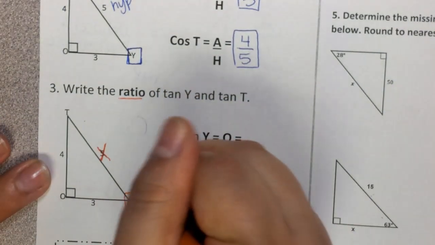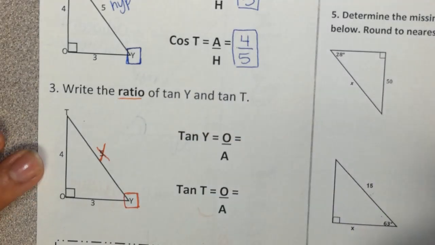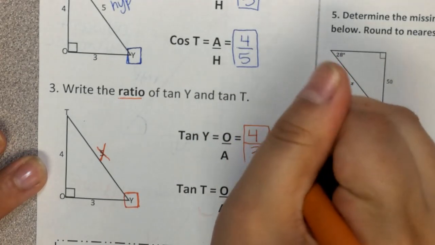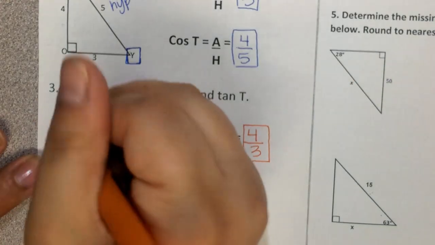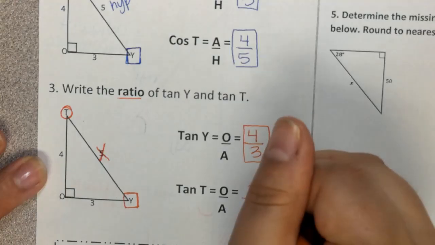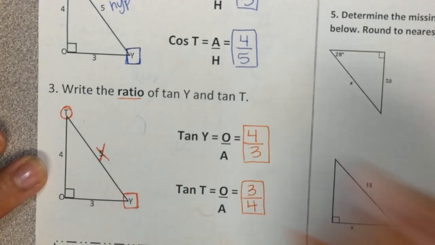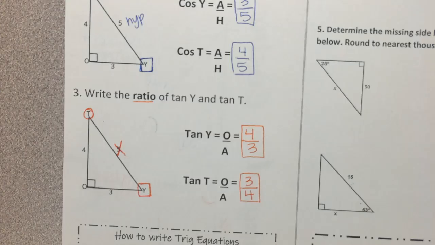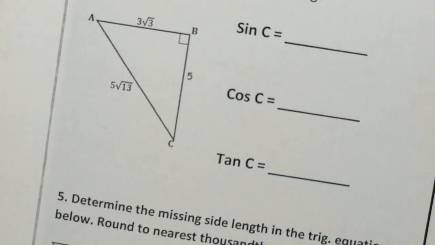Y. What is opposite of y? What is adjacent to y? 3. And then t. What is opposite t? What is adjacent to t? Would you agree that this was pretty simple? Was it a little too simple? Are you going to have a question like this? Sure. But you're also going to have a question like number 4.